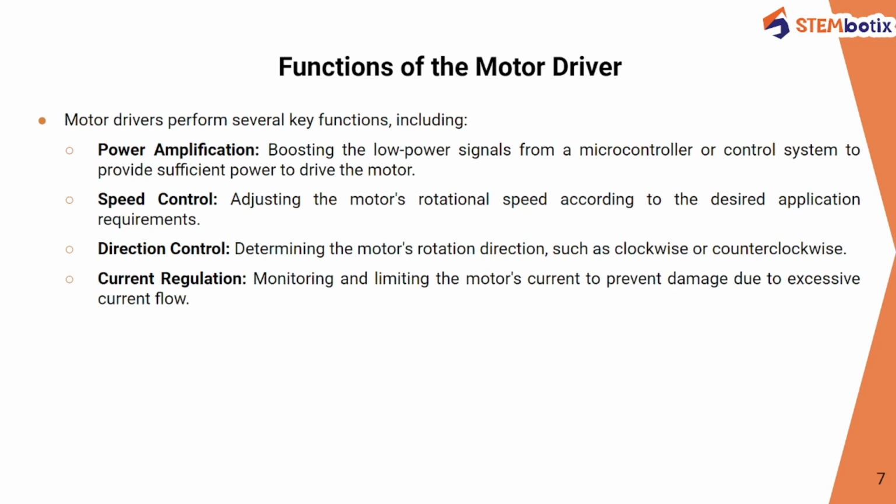After that is direction control, meaning determining the motor's rotation direction, such as clockwise or counterclockwise. After that is current regulation, meaning monitoring and limiting the motor's current to prevent damage due to excessive current flow. In case of overcurrent, they are used to prevent the damage that would be caused by the excessive current flow.